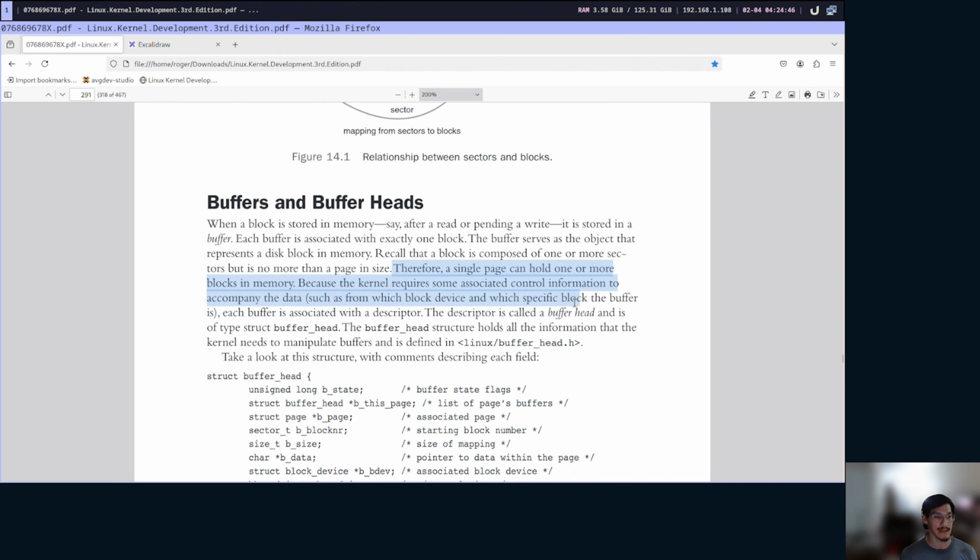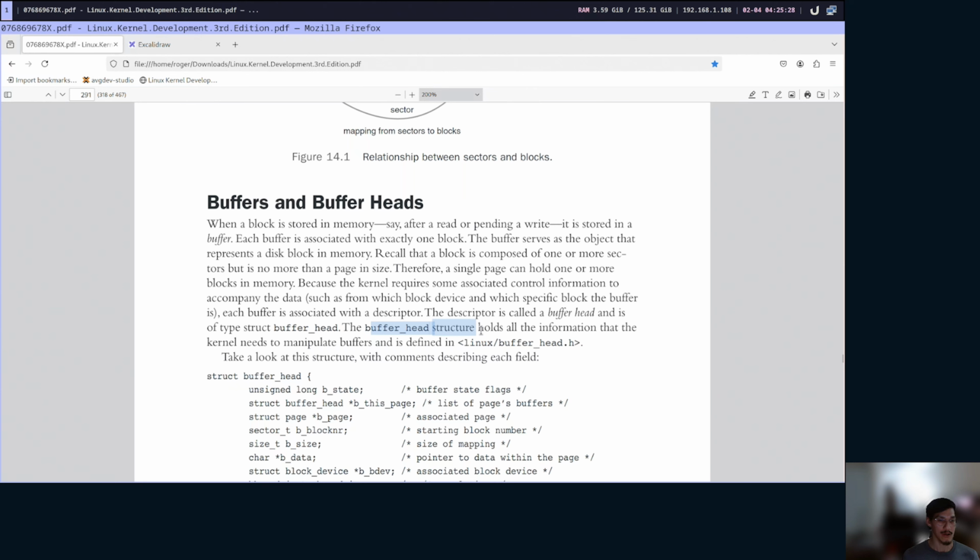Okay, so a block is composed of one or more sectors, but is not bigger than the page size. So a single page can potentially hold one block, if a block is as big as a page, or more blocks in memory. Because the kernel requires some associated metadata to accompany that data, each buffer is associated with a descriptor. The descriptor is called a buffer head and is of type struct buffer_head.